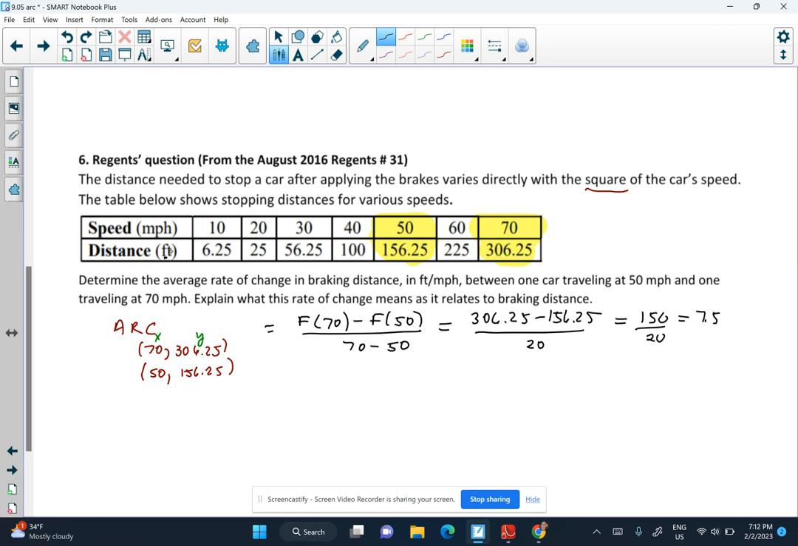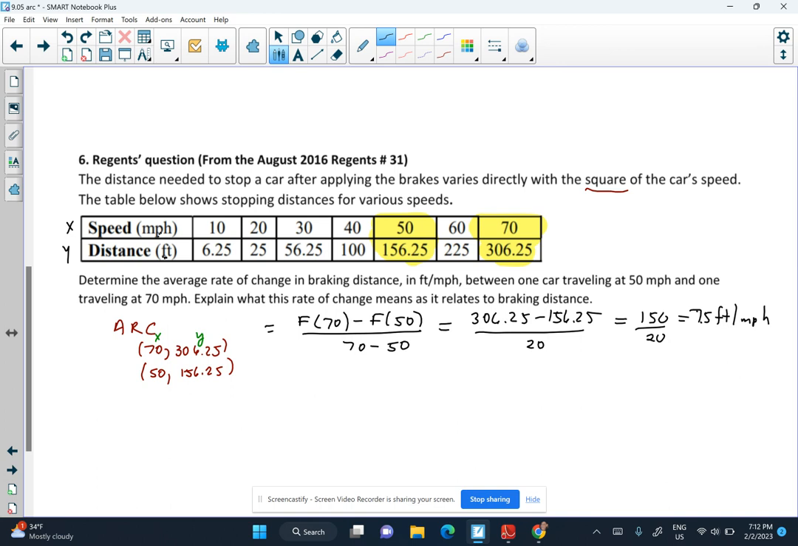So what's on top? It's the y, it's the feet. So it's 7.5 feet over one. You don't have to write the one, but feet. You know what? I'm going to write it this way: 7.5 feet per every mile per hour. So the units in the denominator are the x. Remember, this is the x, this is the y.